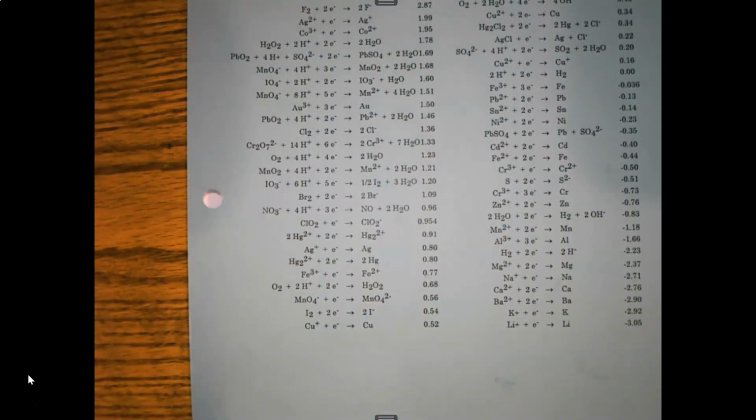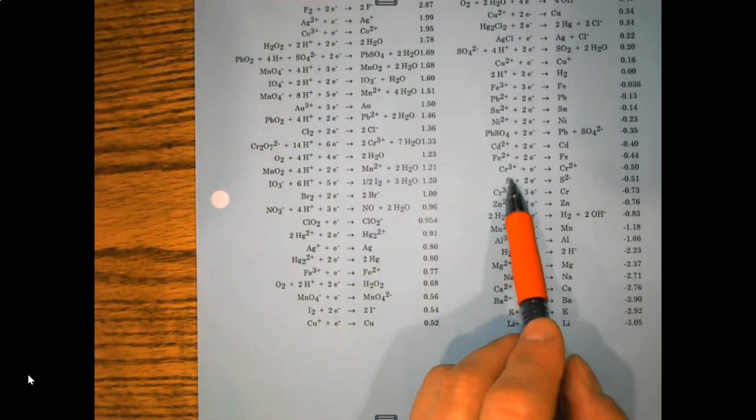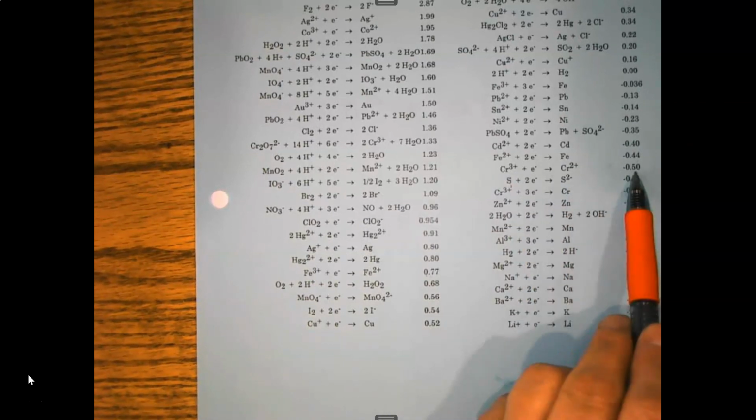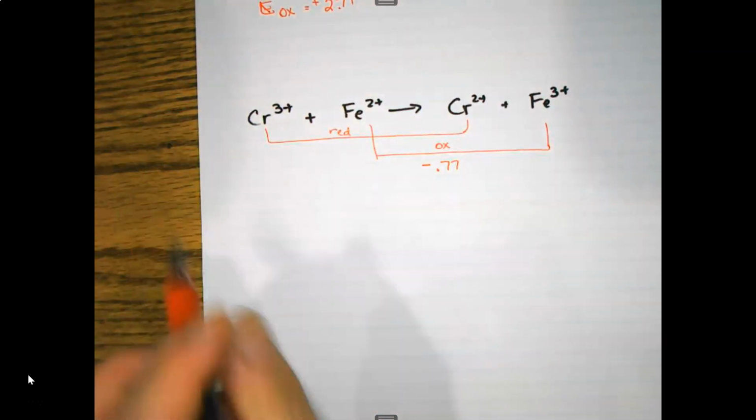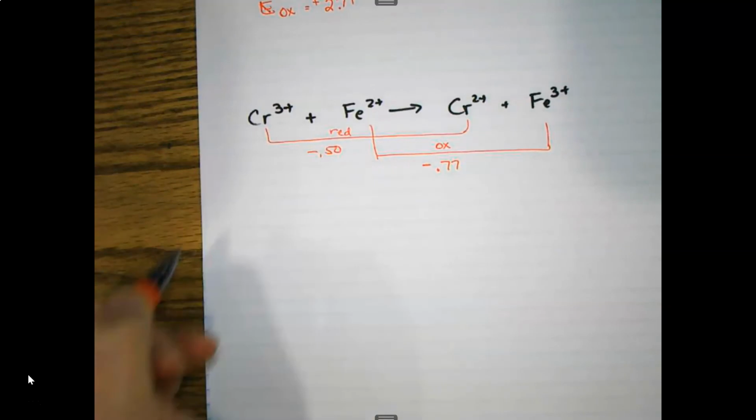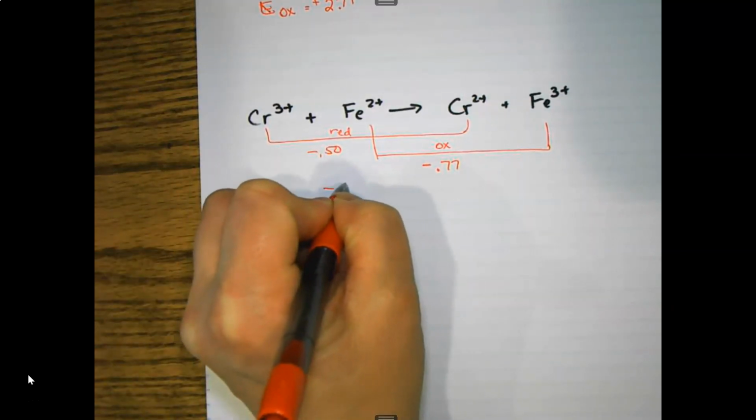And then chromium, I swear it was over here. There it is. Negative 0.50. So overall, we're going to have a negative 1.2, 1.1.